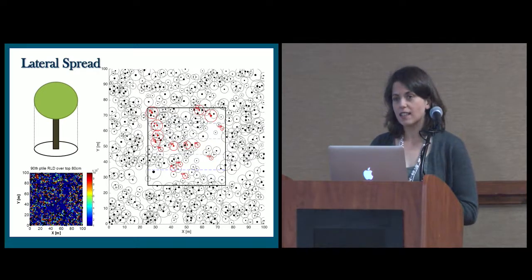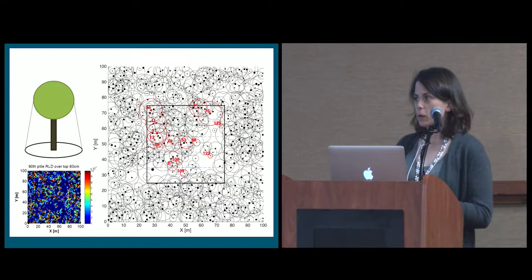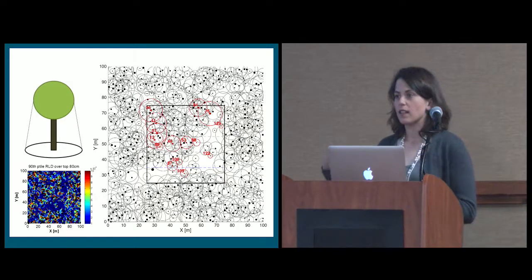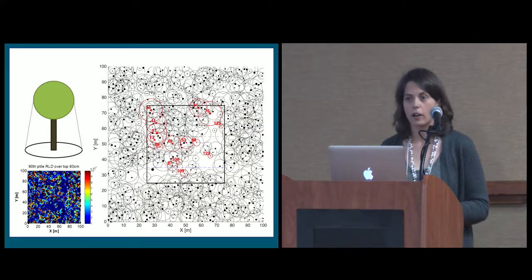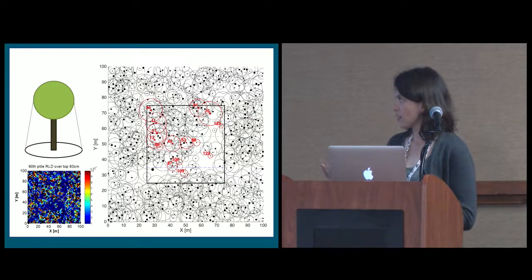So we wanted to test if we have the same amount of roots in a system, how would different lateral spreads impact where they actually get their water and their ability to maintain their transpiration stream. So we tested several scenarios.